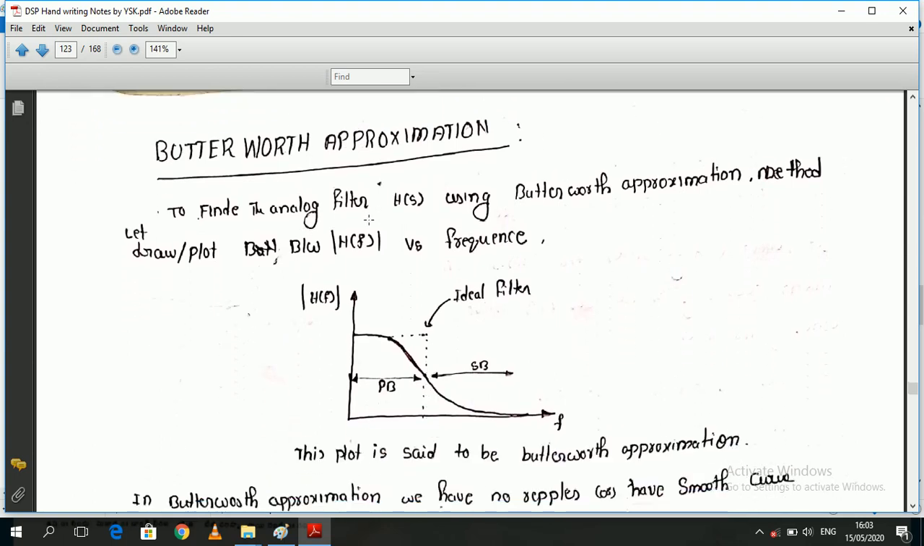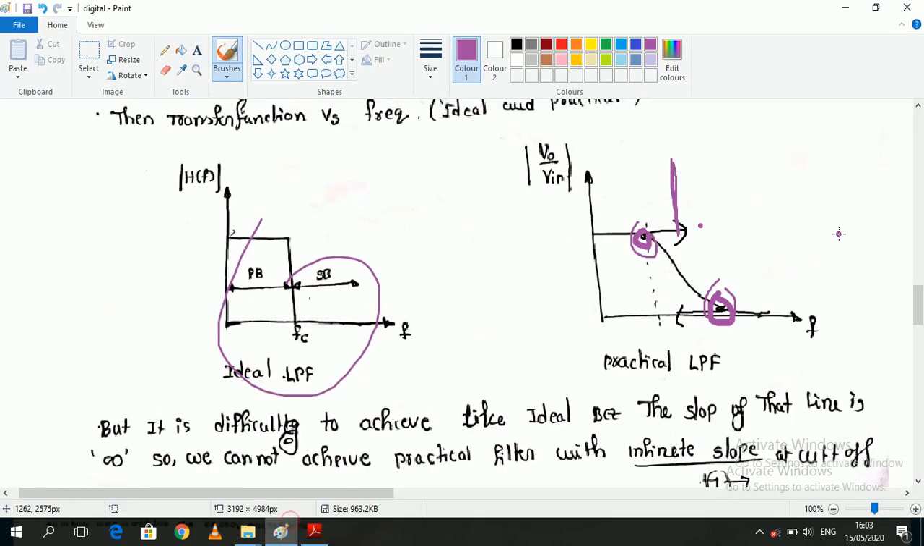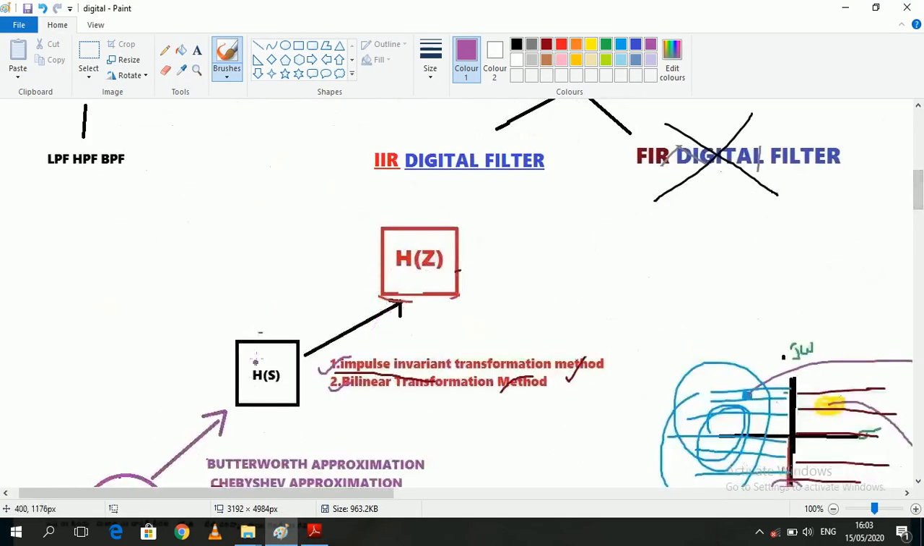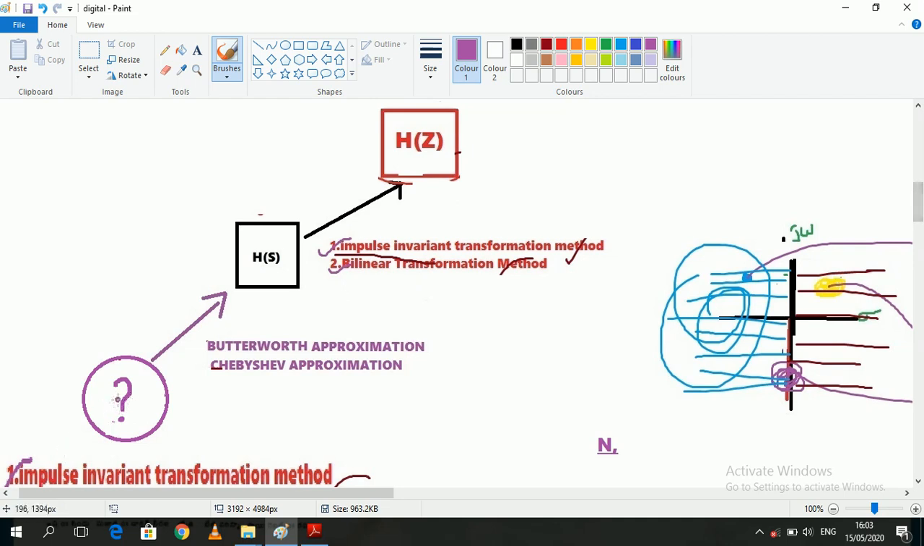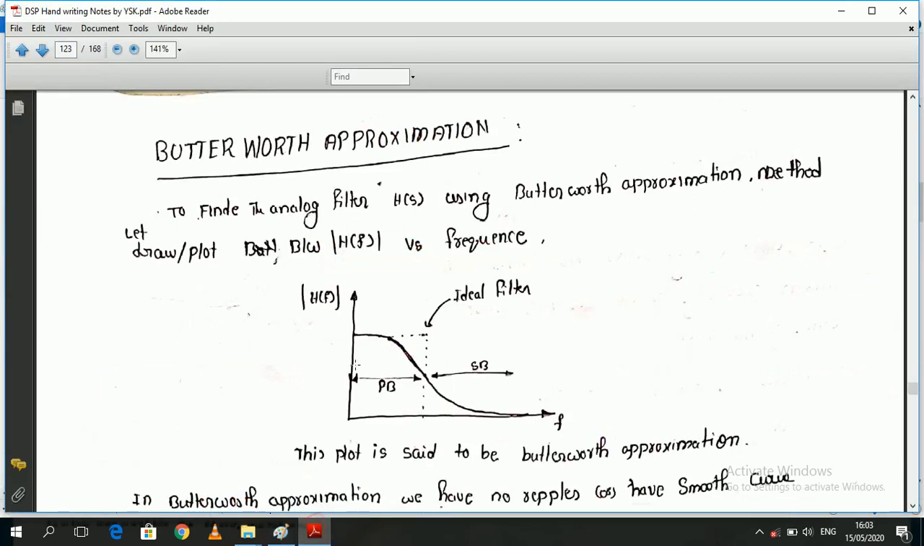To find the analog filter H of S, our aim is, as you know very well, to go back and design H of Z from H of S, but we don't know H of S. So I want to design H of S, that means I want to design the analog filter from this question mark. Still we don't know what the parameters are. Let's see what happens, to design H of S by using Butterworth approximation.